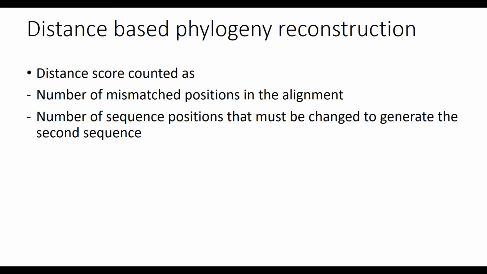So the distance score is counted as the number of mismatched positions in the alignment, and also the number of sequence positions that must be changed to generate the second sequence.